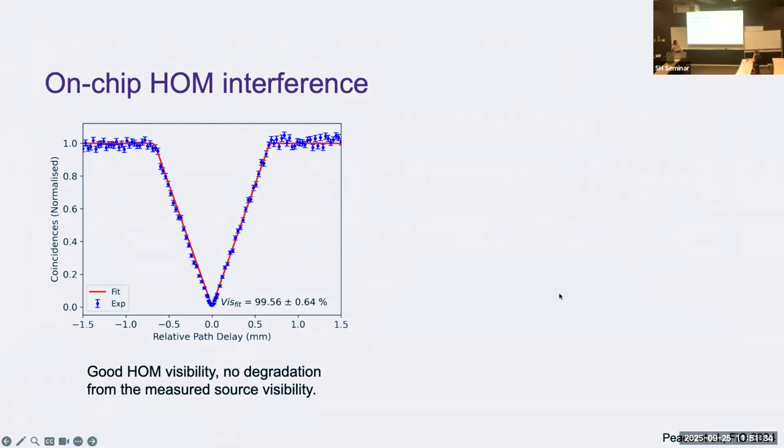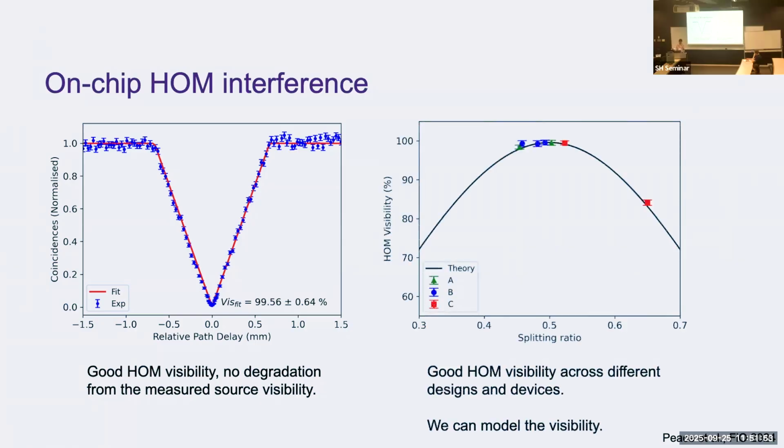Okay, so we get a visibility of 99.56%, which is actually, if you were to measure the indistinguishability of those photons, not with our chip, but just the usual Hong-Ou-Mandel experiment, it actually gets very close. And the nice thing about it is, because as we said, the promise of inverse design is it's a robust way of designing.